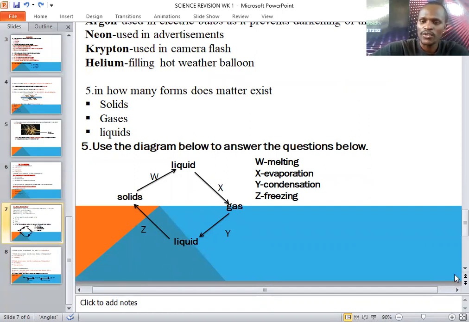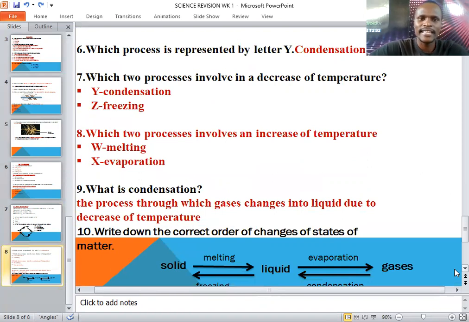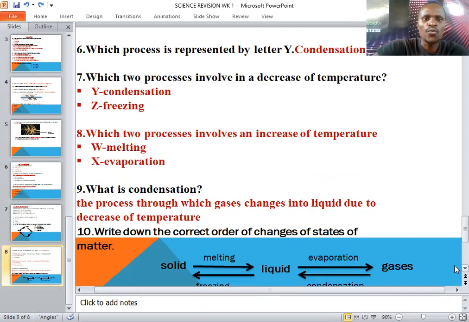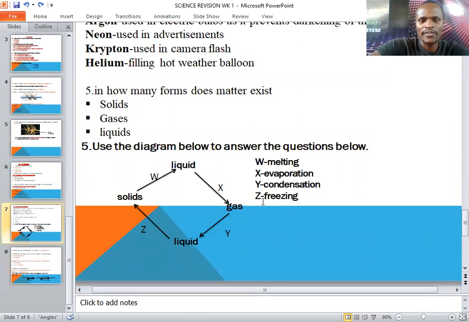And therefore, let's come to the questions so that you can see. Now, which process is represented by letter Y? I have said that letter Y is called condensation. So the answer there was to be condensation. Let's look at the next question. Which 2 processes involve a decrease of temperature? So we need cooling during condensation and freezing. So you have to write condensation and freezing. You could just write Y and Z, okay? Just write Y and Z because I believe you know what Y represents and Z represents.